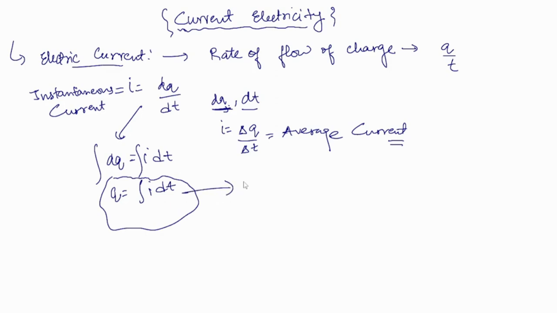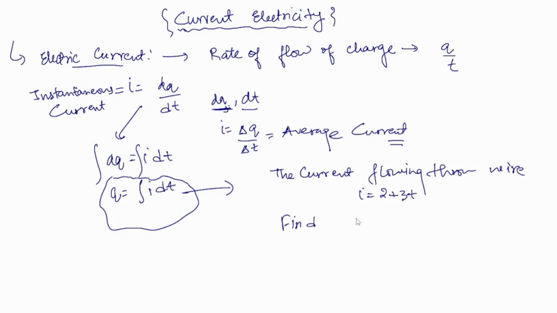Write one question. The current flowing through a wire is given as I is equal to 2 plus 3t. Now you need to find the charge crossed through a cross section of the wire in the first 10 seconds. Find the charge flown in the first 10 seconds.